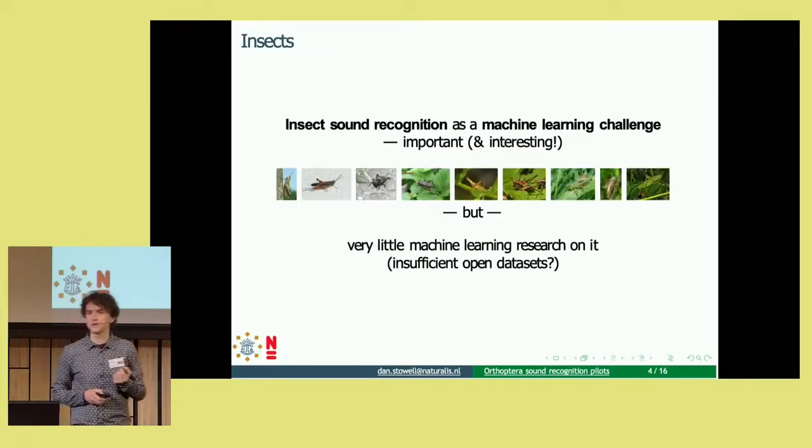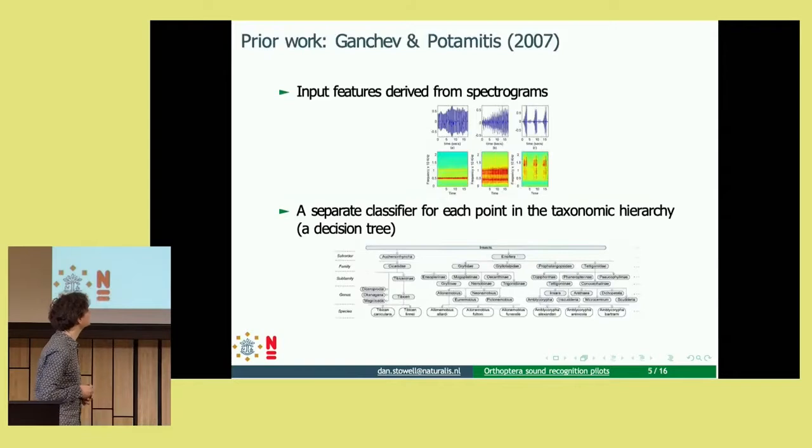So we want to apply this to orthopterans. It's an interesting challenge, certainly, I would say so. It's also important because I don't need to explain to you why orthopterans are important here, but certainly for biodiversity monitoring applications as well. There is very little machine learning research on it for various reasons, but as we've seen certainly in the birdsong community, an important part of it is just that the data sets need to be put in place, and then machine learning researchers will come along and have a go at it.